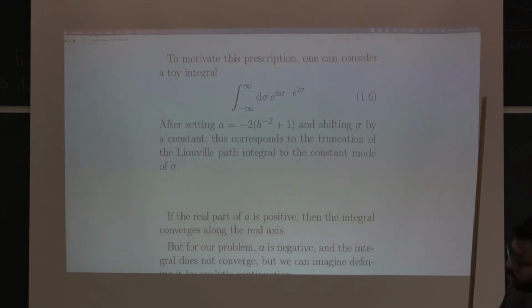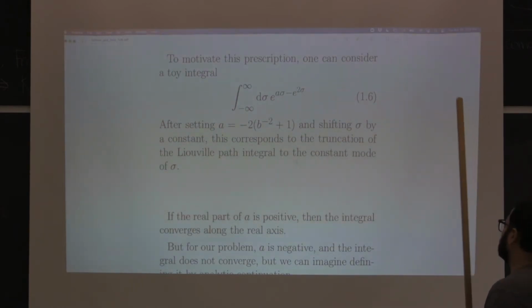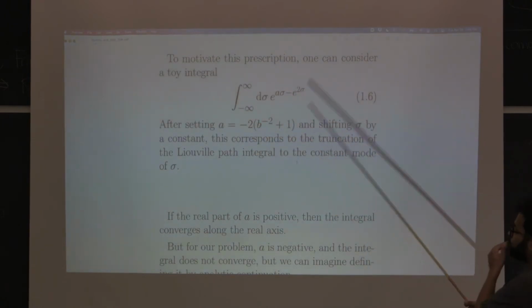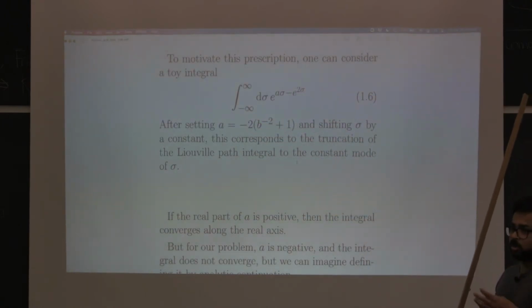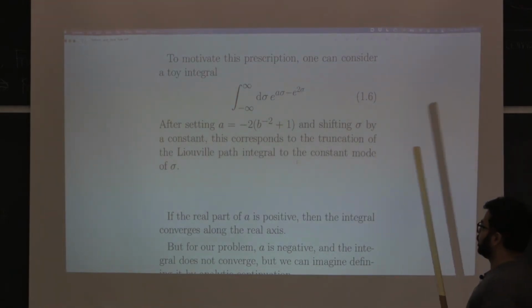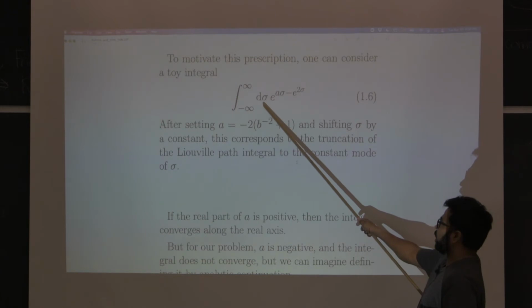Okay, so why did we only sum over half the saddles? Consider this toy integral. This integral is the zero mode of the Liouville field. The zero mode means it has no position dependence. So think of this sigma as phi.